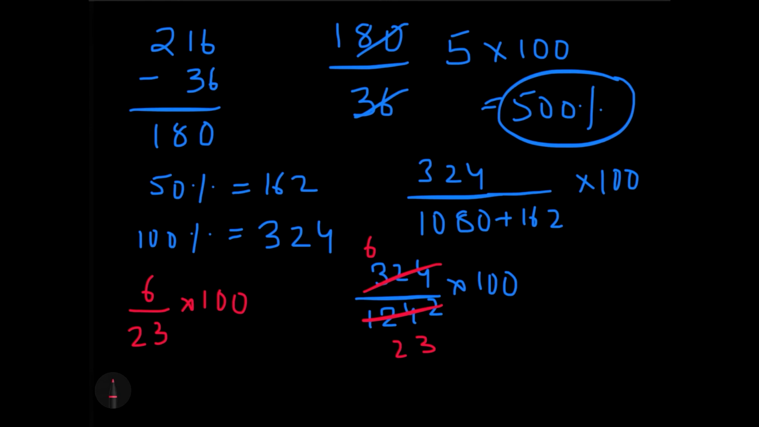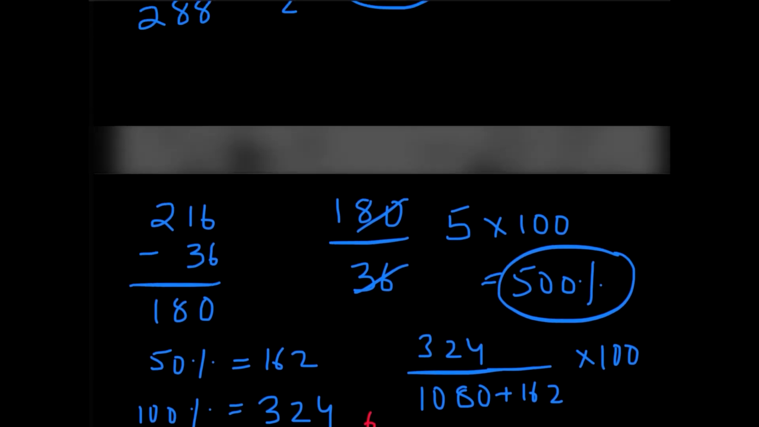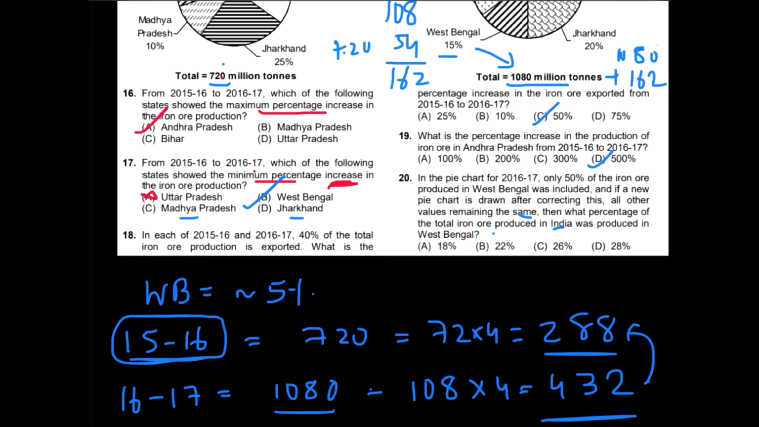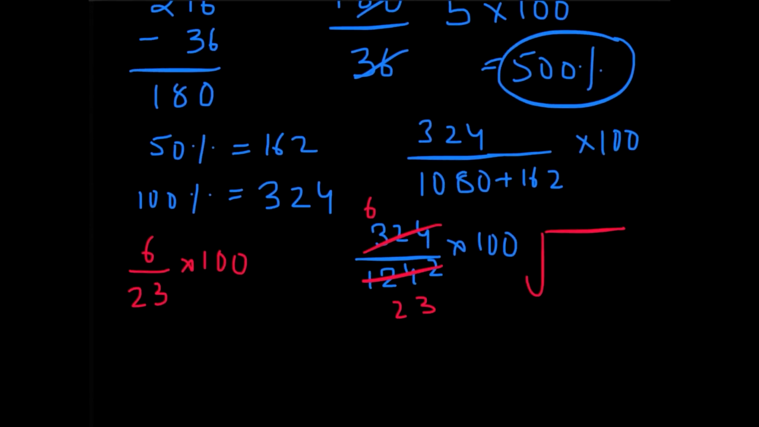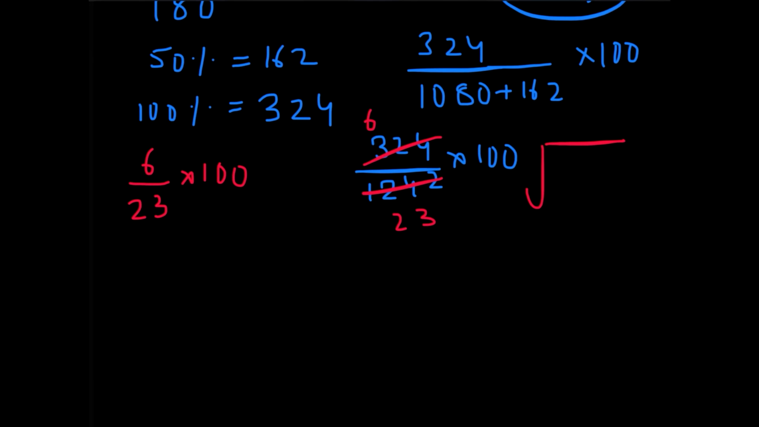Now here I can approximate my value. If I want, I can approximate it, but let's take the help of the options first before we actually calculate. If I go and check, the options are way too close: 22, 26, 28. Very, very close. So when the options are close like this, we will not make any approximation in the denominator, converting 23 into 24 or something like that. Rather, we will do the calculation.